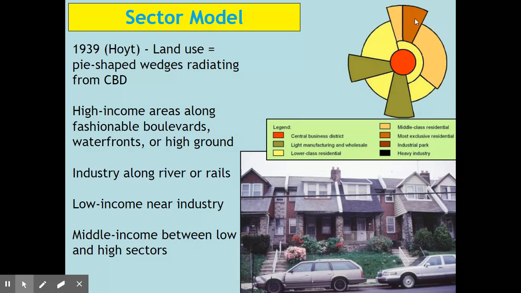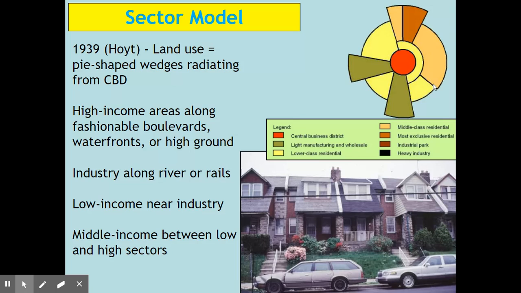So again, parts of Denver also seem to fit the sector model. If you think of the northern part of Denver, this Highlands area, that used to be more of a low class residential near light manufacturing. And lately it's become middle class, if not most exclusive. Like the property value has shot up. Again, where is heavy residential? Nowhere near where people want to live. So again, kind of on the outskirts.